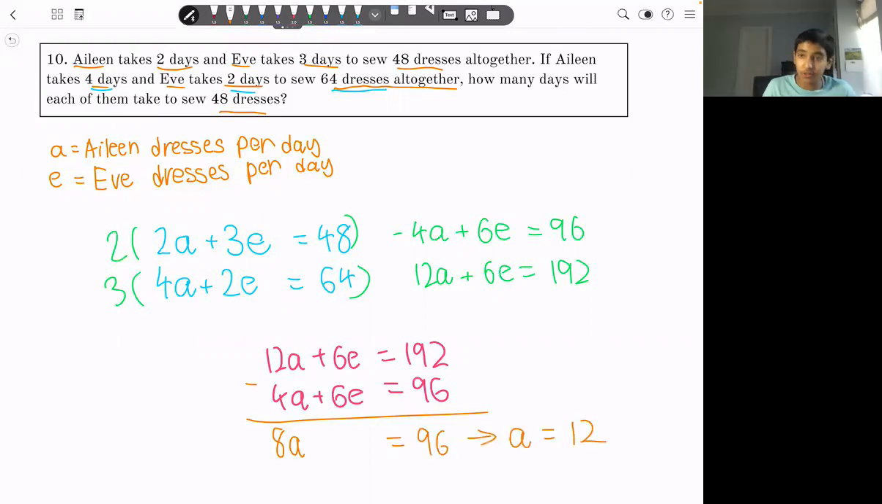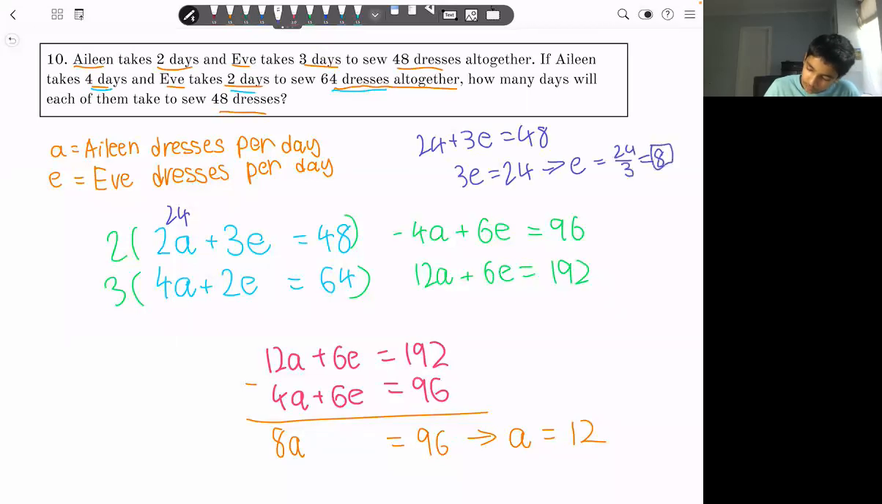If A is 12, then 2A is 24. That means 2A, 24, plus 3E is 48, so 3E is 48 minus 24, which is 24. That means E is 24 divided by 3, or 8. So A is 12, E is 8. And that's our answer. That's not our answer, sorry, that's the rate.